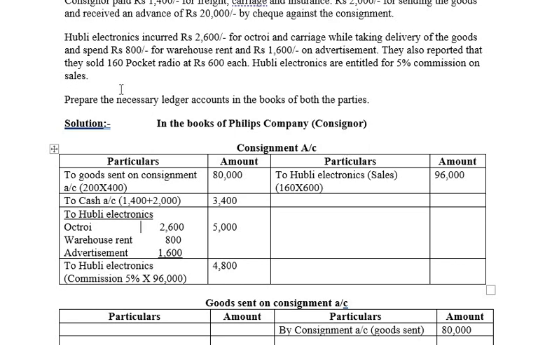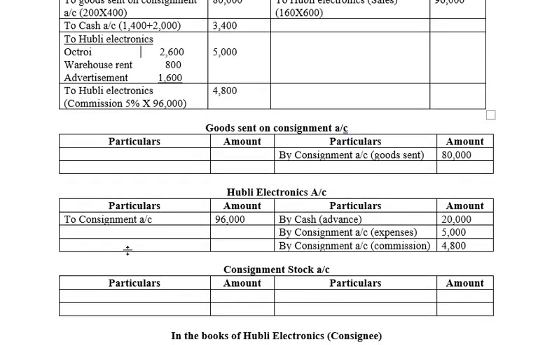What will be the amount of sales? They have sold how many units? 160 pocket radios at rupees 600 each. So 160 into 600 will give you 96,000. The second effect will be in Hubli Electronics, to the debit side, to consignment account, 96,000. Clear? This is nothing but the amount of sales. I'll write it over here as sales. Okay. Next.